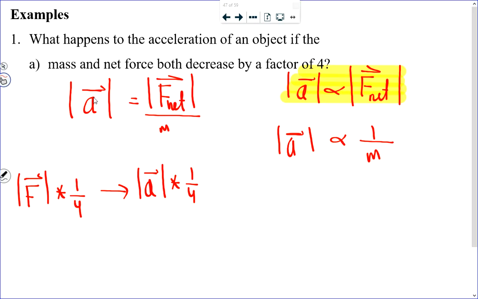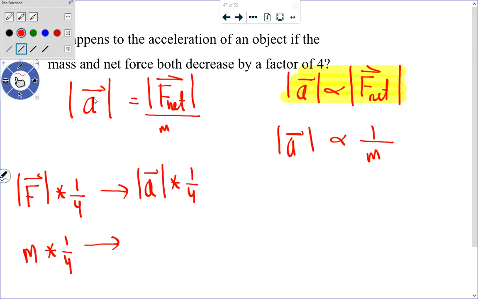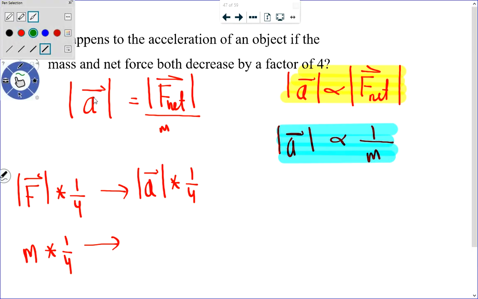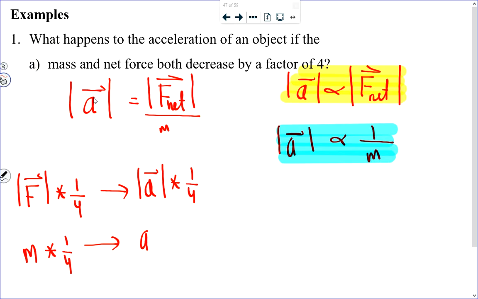It says, however, that the mass is also decreased by a factor of 4. So the mass is multiplied by 1/4. What does that mean? Well, now we're going to look at the statement that I'm highlighting in blue. What happens to the acceleration is the inverse, or kind of the opposite, of what happens to the mass. If the mass gets multiplied by 1/4, then the acceleration will be multiplied by 4, the reciprocal of 1/4. In other words, if the mass gets smaller, the acceleration gets larger.